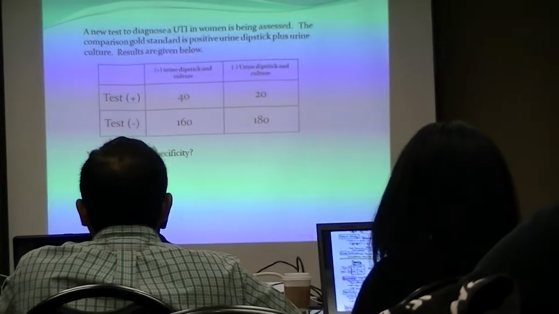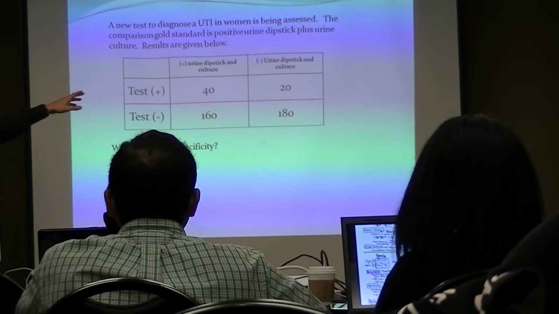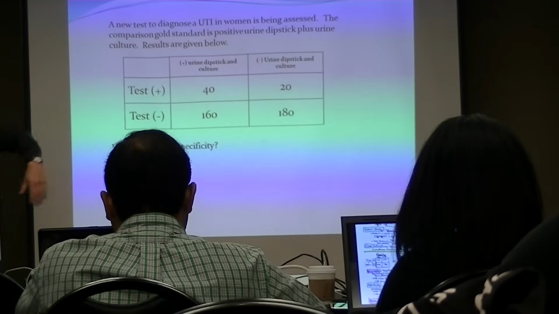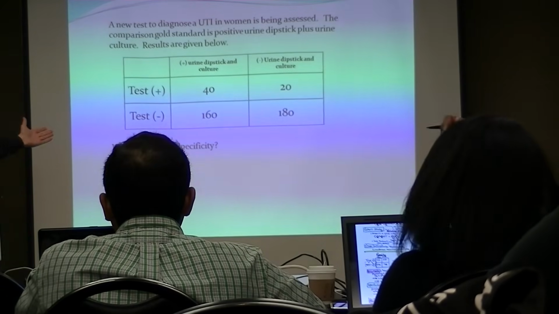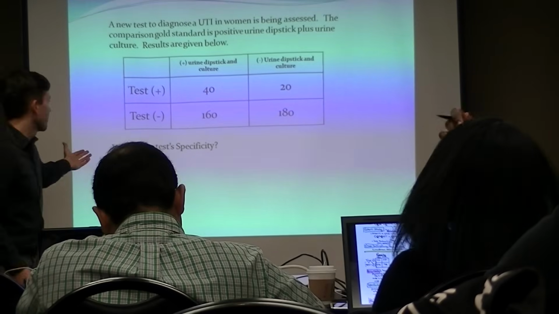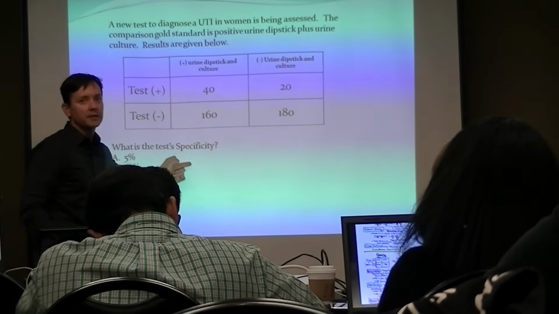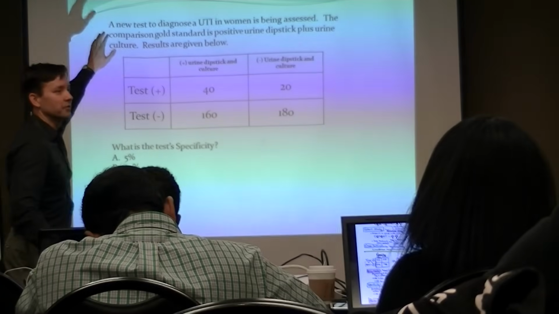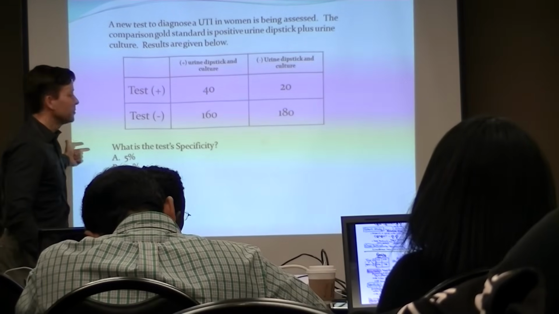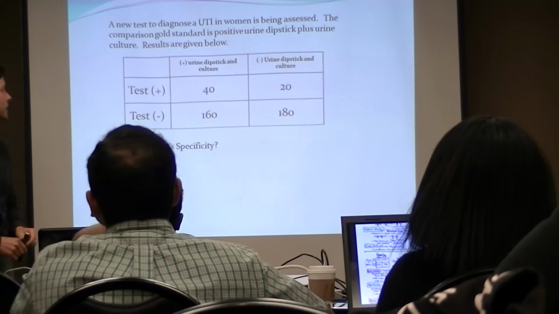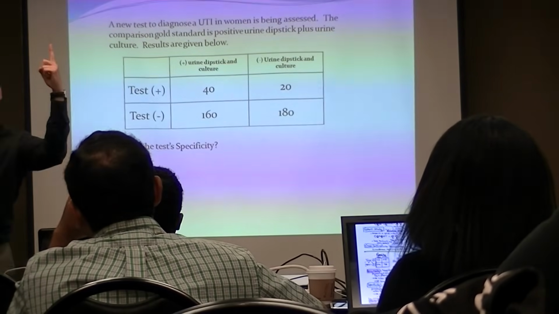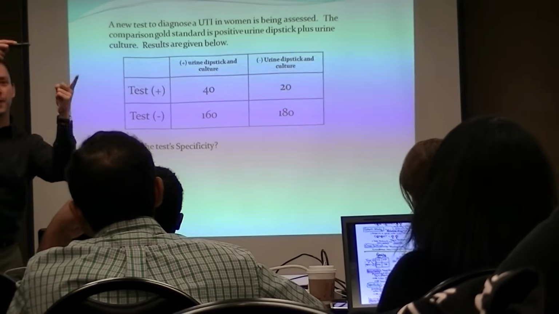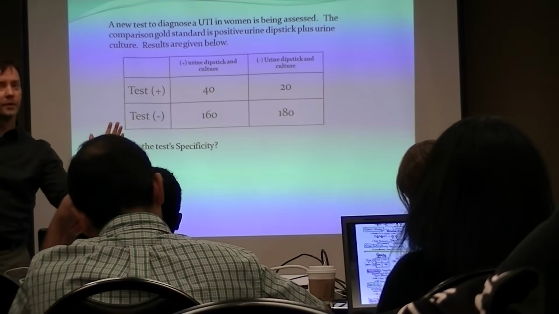A new test to diagnose UTI is being assessed. The comparison gold standard is a positive urine culture. Results are given below. They gave you a 2x2 table. What's the question? What's the test specificity? That's all they want to know. Everything else is smoke and mirrors. Specificity. What did we do? Sensitivity down, specificity up, positive predictive value this way, negative predictive value that way. Boom. It's very quick, very easy.